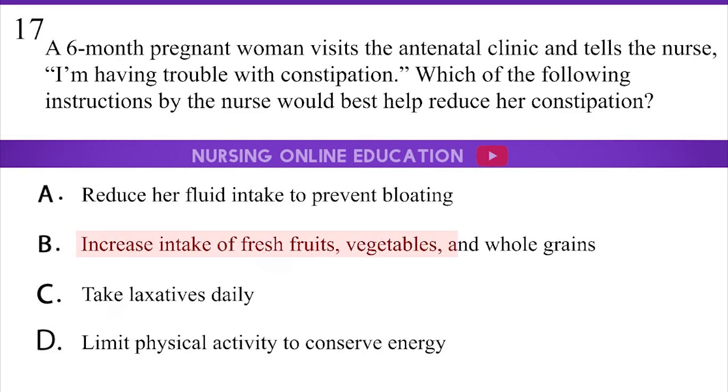The answer is option B. Increase intake of fresh fruits, vegetables, and whole grains.